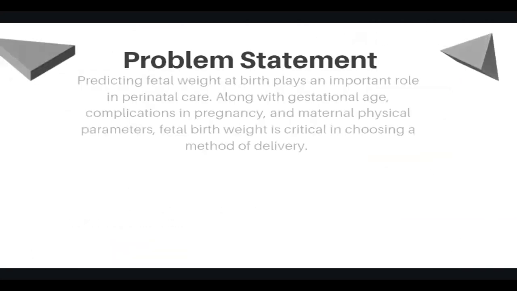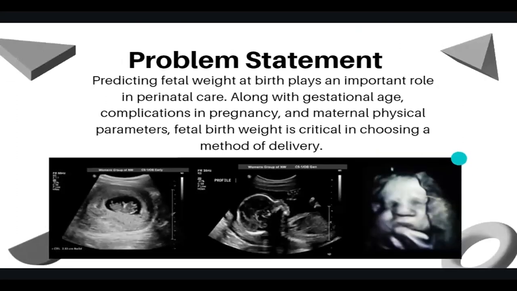So the problem statement: predicting fetal weight at birth plays an important role for perinatal care, along with gestational age and complications in pregnancy. These can help choose the method of delivery, whether it's natural or cesarean. And this is just a picture of an ultrasound.